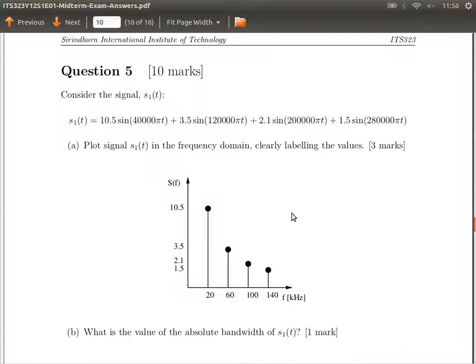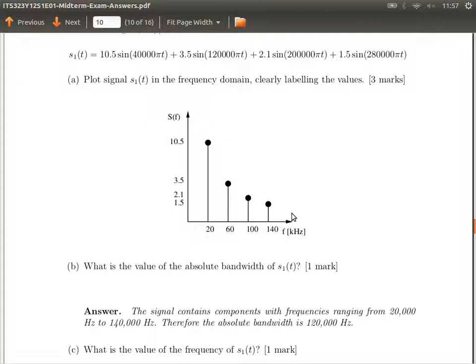What's the absolute bandwidth of this signal? Bandwidth, just look at the picture. Look at the width of the spectrum. It ranges from 20 up to 140 kilohertz, so the width is 120 kilohertz. The difference between the minimum component and the maximum. So bandwidth of this signal, 120,000 hertz, 120 kilohertz.